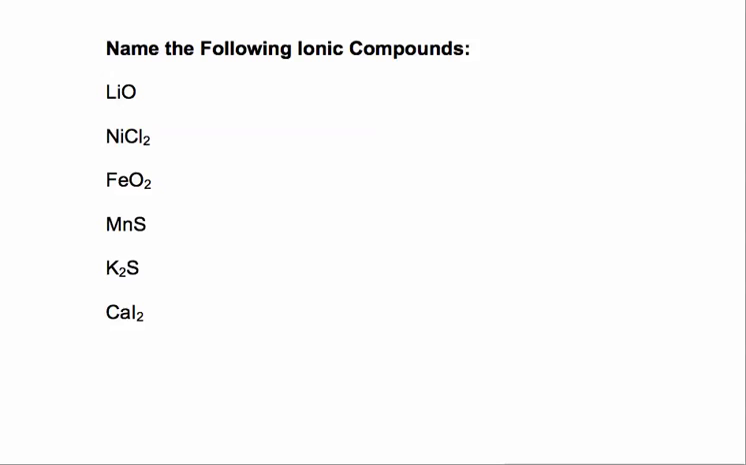Let's practice naming ionic compounds. Make sure you have a periodic table handy and feel free to pause the video so that you can try problems by yourself first. This first one, the first element is lithium, and because lithium is not in the D block, we just name it lithium.